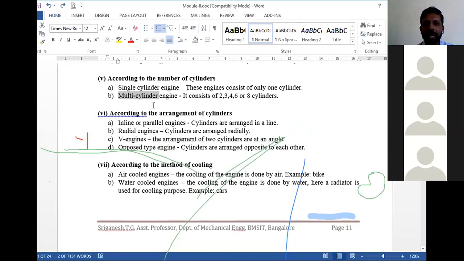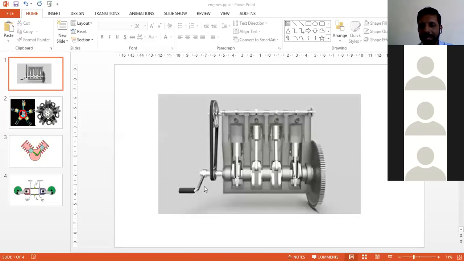Next one is according to the arrangement of cylinders. So there are three types. Let me just move on to the other one. Yes. So what you can see over here is an inline engine. See, this is piston number 1, 2, 3, and 4. The entire thing is one engine, and there are four pistons. So this is a multi-cylinder engine because it has four pistons. If it's a single cylinder engine, there will be only one engine with only one piston, that's all. Once it exceeds more than one, it is a multi-cylinder engine.